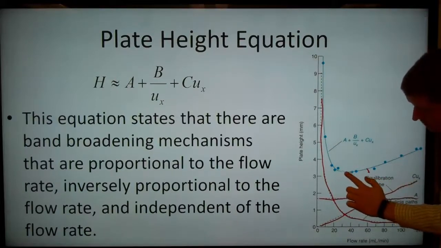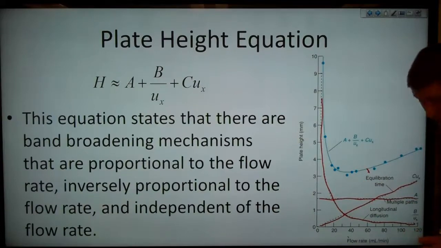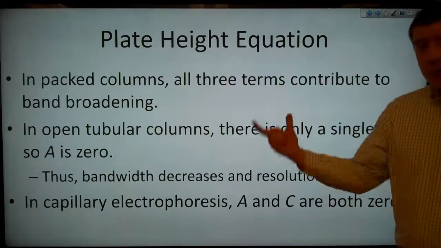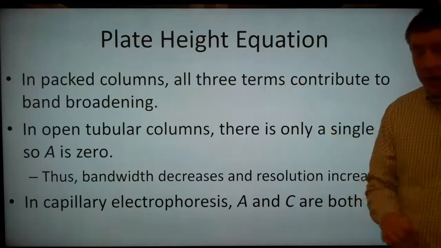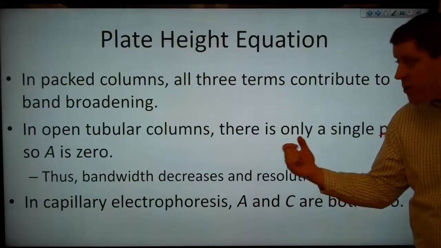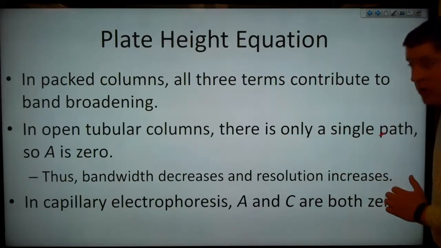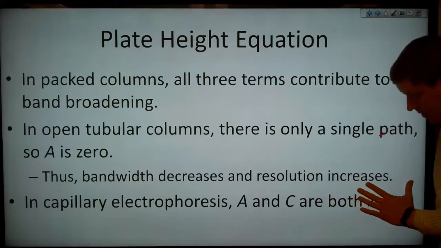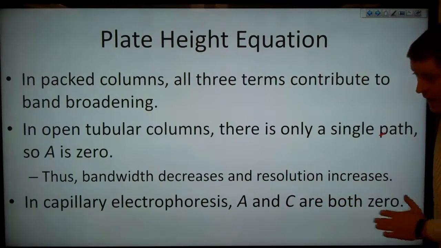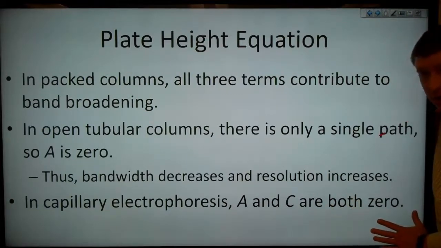And so there's going to be some minimum in that curve, so some minimum plate height at a moderate flow rate. So in packed columns, all three of these terms, A, B, and C, contribute to band broadening. Whereas in open tubular columns, there is only a single path, and thus that A term is 0. And therefore the bandwidth decreases and the resolution increases. In capillary electrophoresis, both A and C are 0. And thus we have even better resolution.